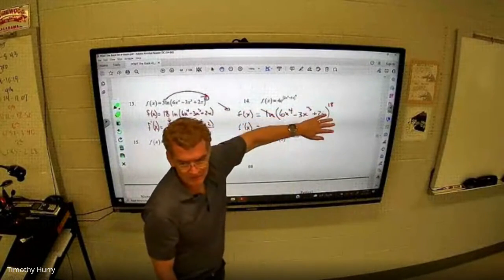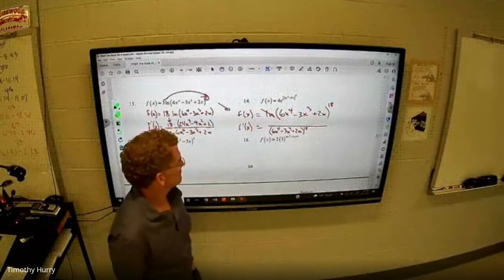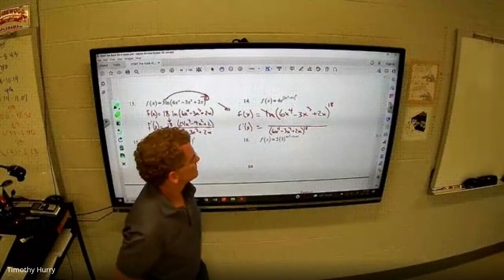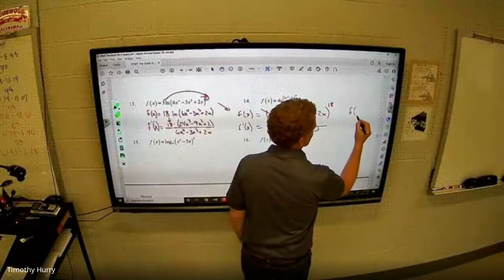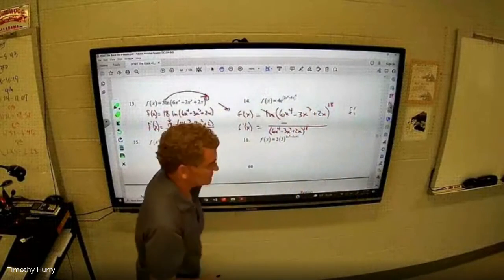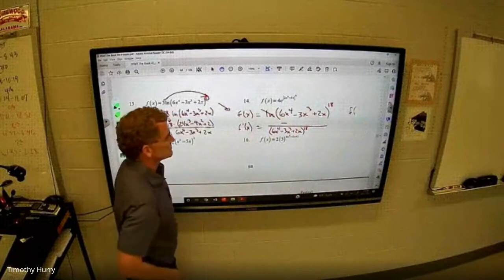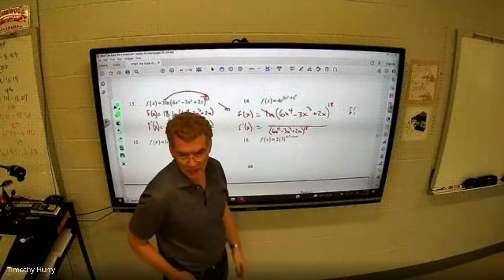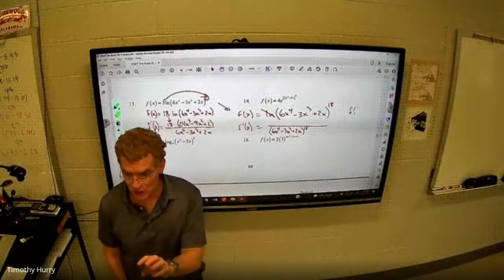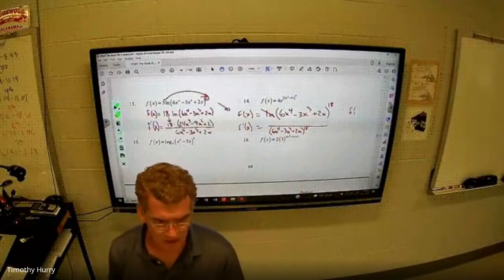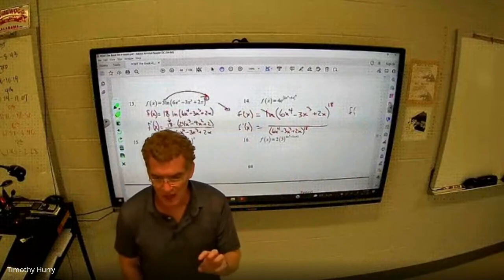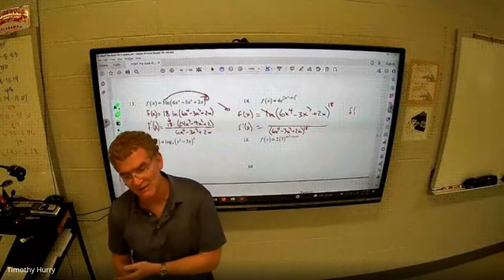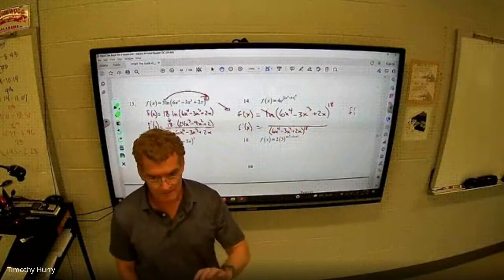Wait, but isn't the bottom like? I thought it was derivative of blah over blah, right? Yeah, I haven't gotten to that top part yet. But isn't blah just what's inside the parentheses? No, blah is whatever you're logging. Look at your notes. It says ln u. It's whatever you're logging. It could be ugly, it could be simple, but it's whatever you're logging. It's not what's inside whatever you're logging.